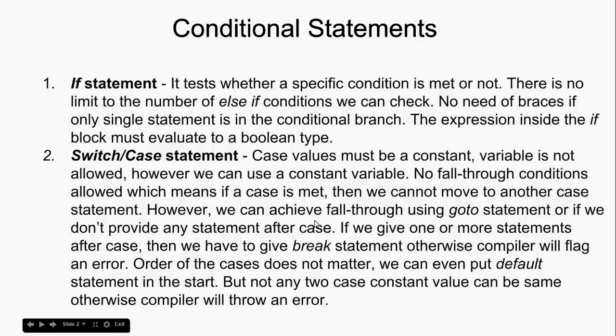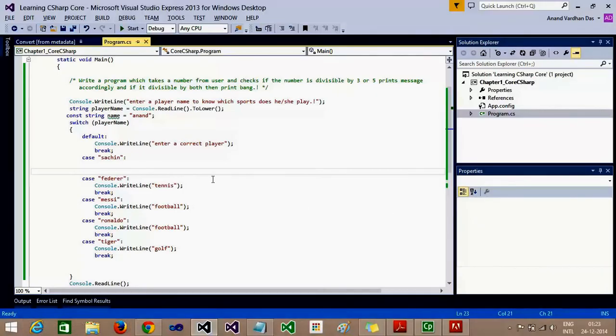Now we'll see how to achieve a fall through using goto. We'll just write cricket, and we have to write the break statement, that is compulsory. Now we can use the goto statement to move from one place to another. We'll look at the goto statement in more detail in my next video session, but for now I'm just going to explain how we use goto in the switch case.